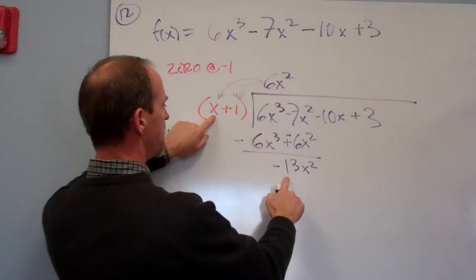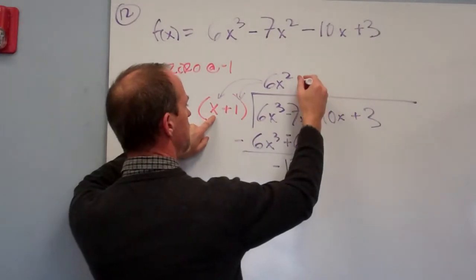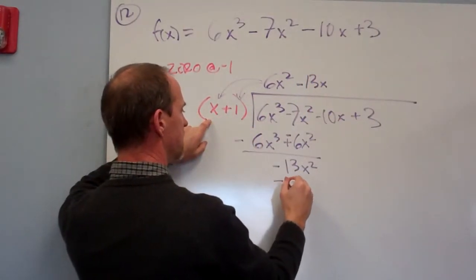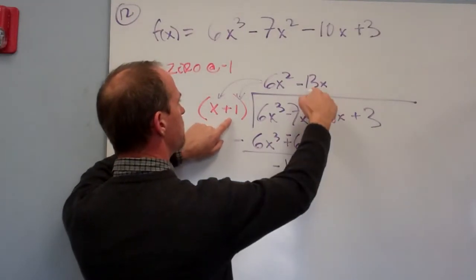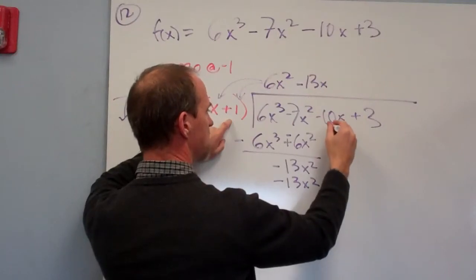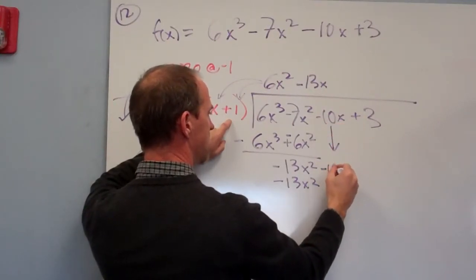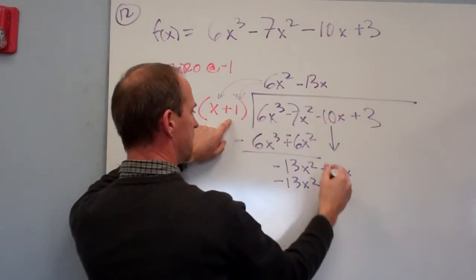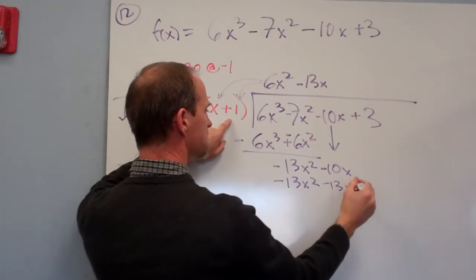What do I multiply x by to get -13x squared? Well, -13x times x will give me -13x squared. Multiply -13 times +1. Oops, sorry, bring down the -10x. Can't forget that. Then when I multiply this by 1, I get -13x.